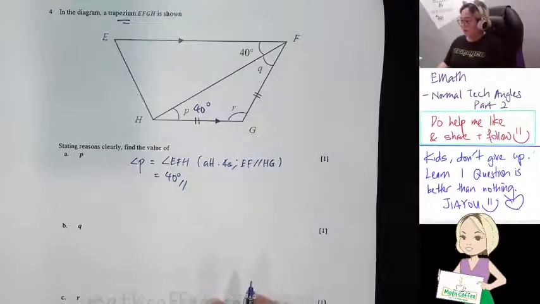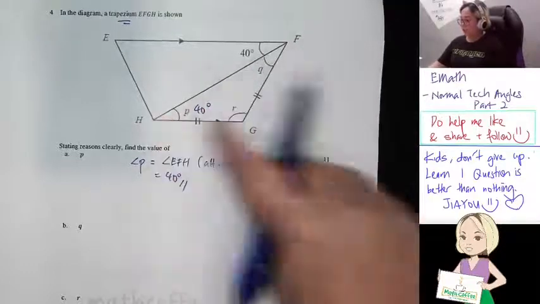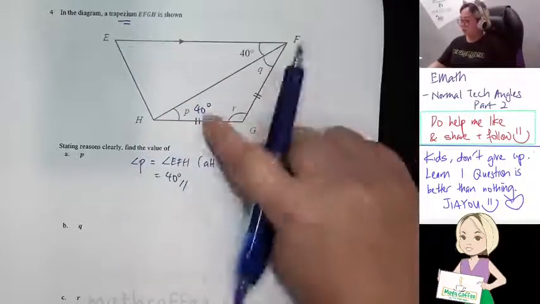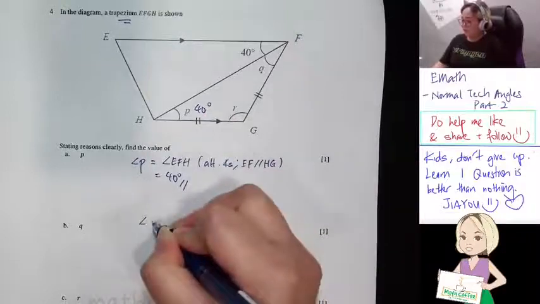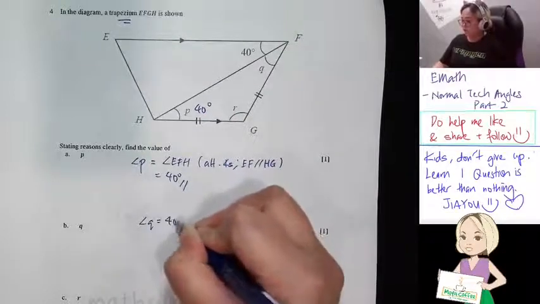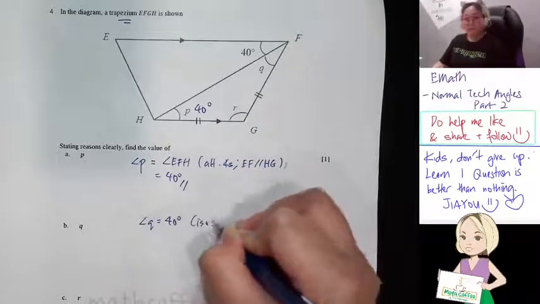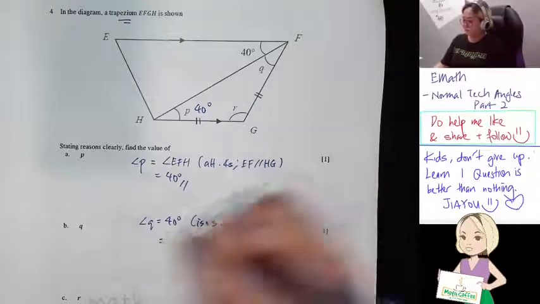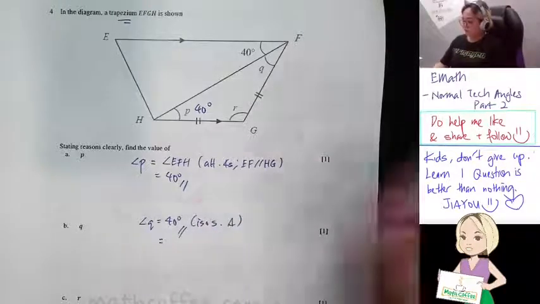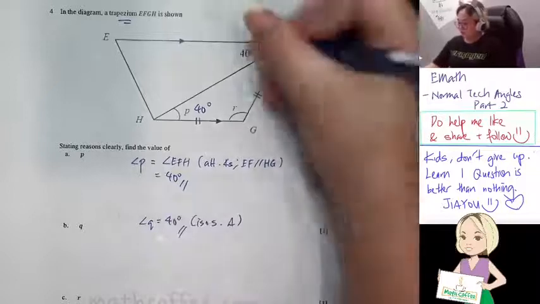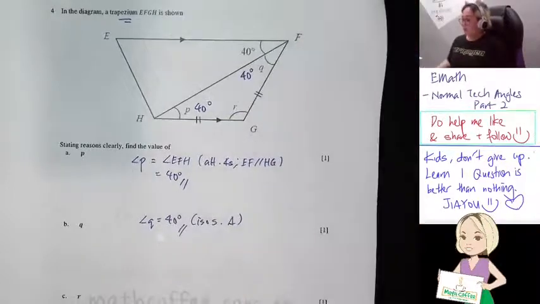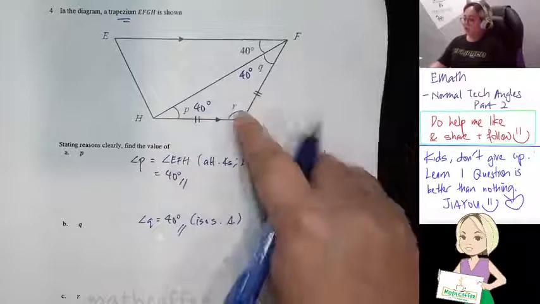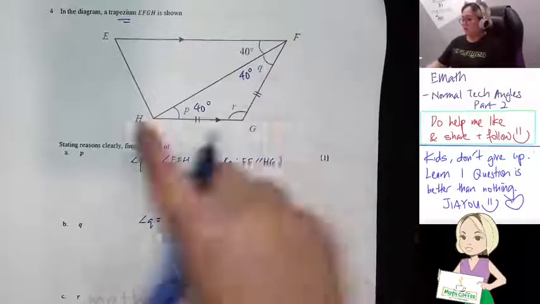Then after that, Q, because this is an isosceles triangle, so Q is just the same. So you will say angle Q is equals to 40 degree. Reason, isosceles triangle. No need to put equal already. And now, you see, angle R is easy already because this is angles in a triangle.